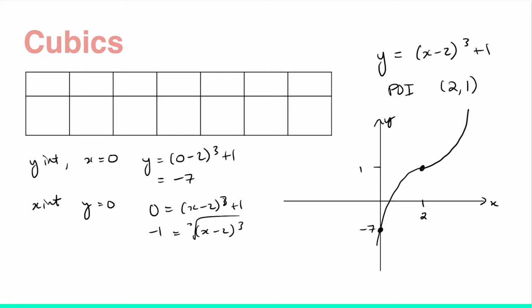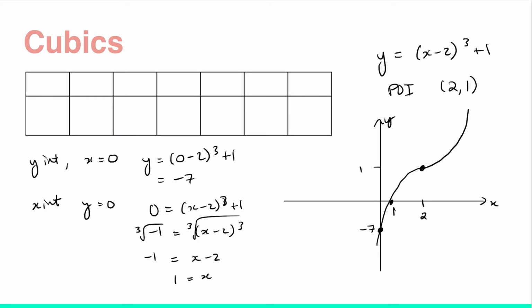I'm then going to take the cubed root of both sides. So the cubed root of -1 is just -1. So that'll be x minus 2. And then I take 2 over. So that'll be plus 2. -1 plus 2 is going to be +1. So that's my x-intercept there. Obviously, my scale's a little bit off.